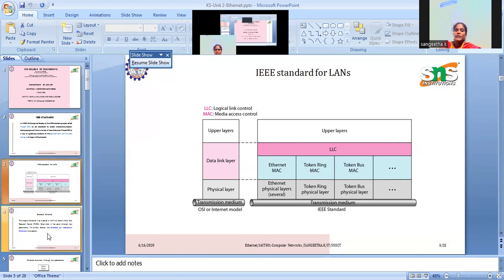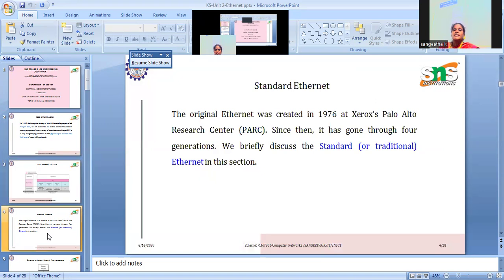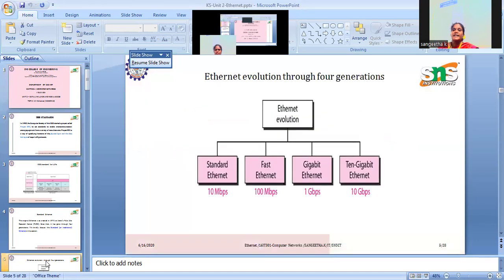In this session we're going to discuss standard Ethernet. Standard Ethernet was created in the year 1976 at the Xerox Palo Alto research center, and it has various generations. We will discuss them one by one. There are four generations. The first, standard Ethernet, supports 10 megabits per second. The next generation is Fast Ethernet, which supports 100 megabits per second. After that, Gigabit Ethernet, then 10 Gigabit Ethernet. The variation is the bit transmission rate.